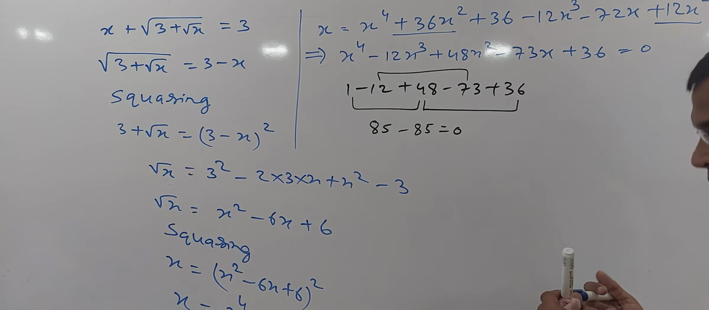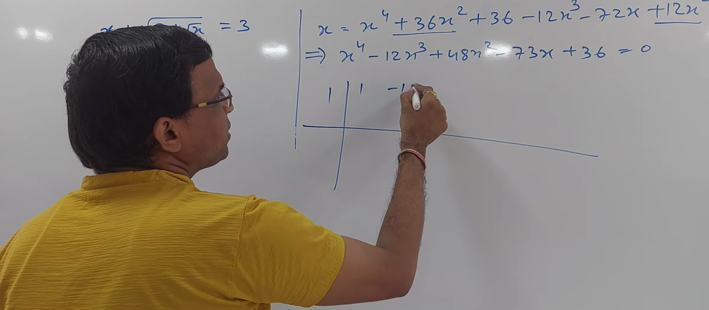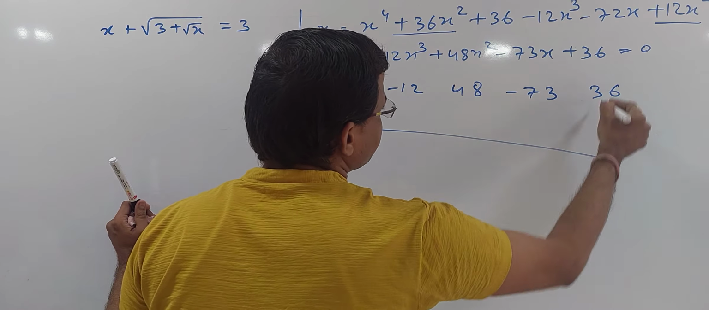Let me just rub this out. We will just write it again because it may require a little more step. So if I use the synthetic division method, taking out 1 as one of the zeros, it will be 1, minus 12, 48, minus 73, plus 36.